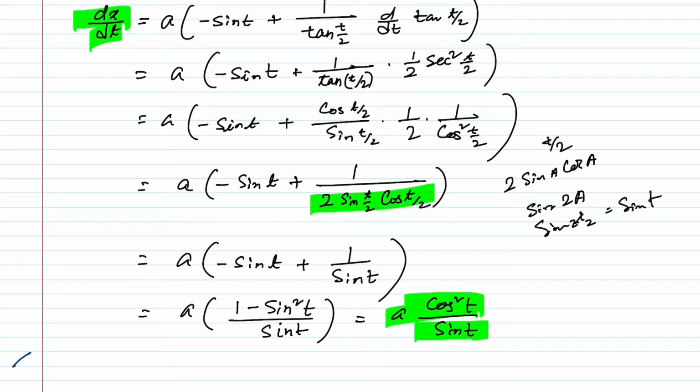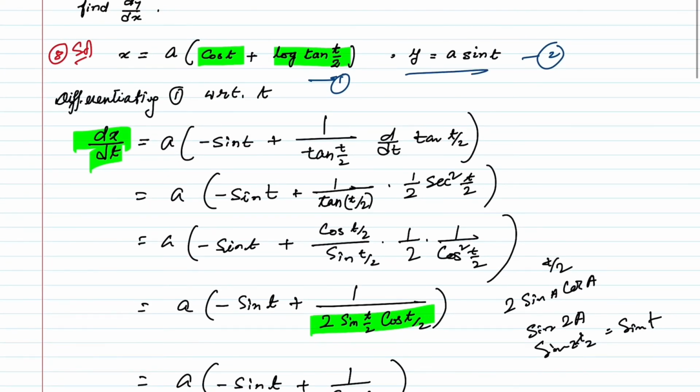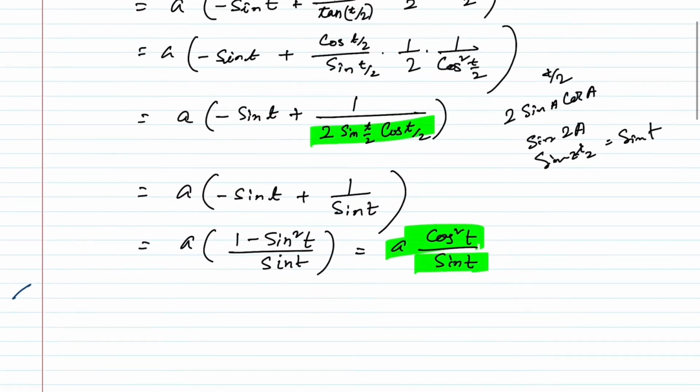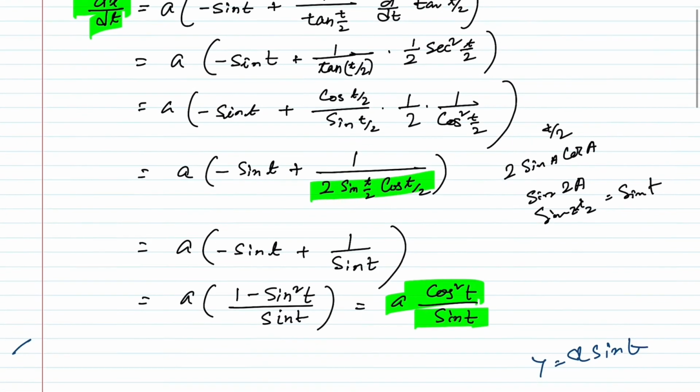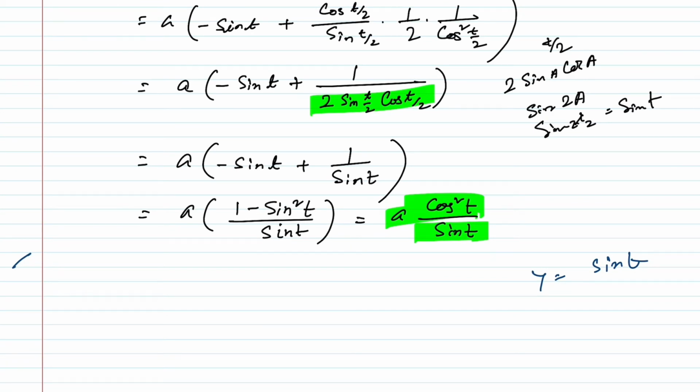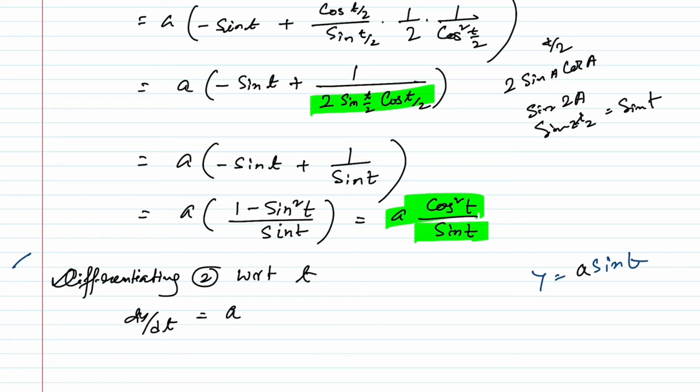Now let us differentiate equation number 2. So equation number 2 is y is equal to a sin t. Differentiating equation number 2 with respect to t, then you will get dy by dt is equal to a, derivative of sin is cos, isn't it? Cos t. So we have got dx by dt, and we also have got dy by dt.